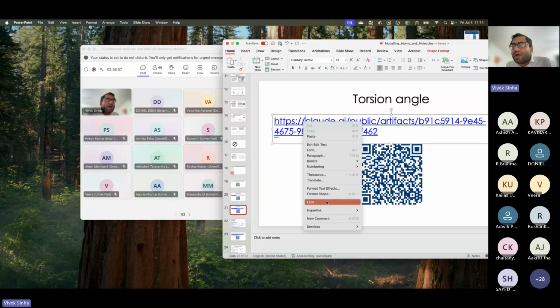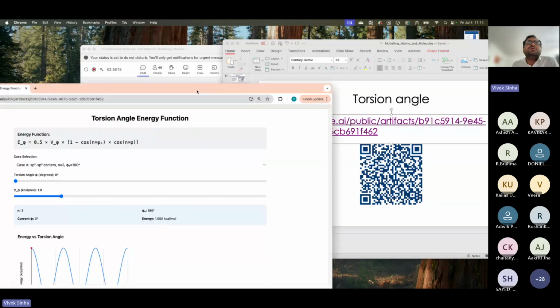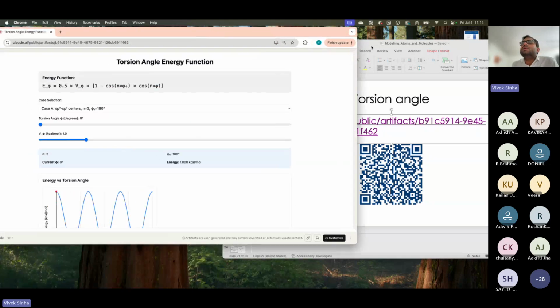So I will open it for you, but please feel free to also scan it, open it on your mobile device. But don't start checking your WhatsApp or something else, otherwise you will get distracted.